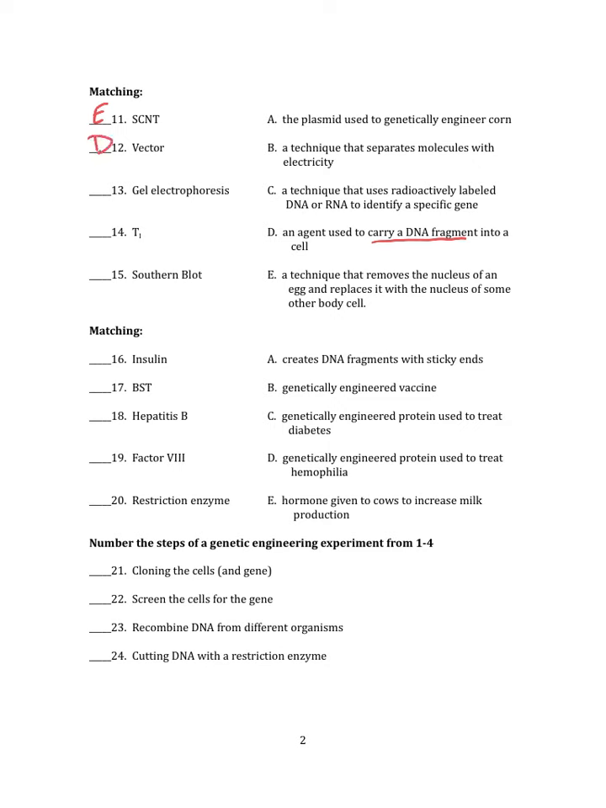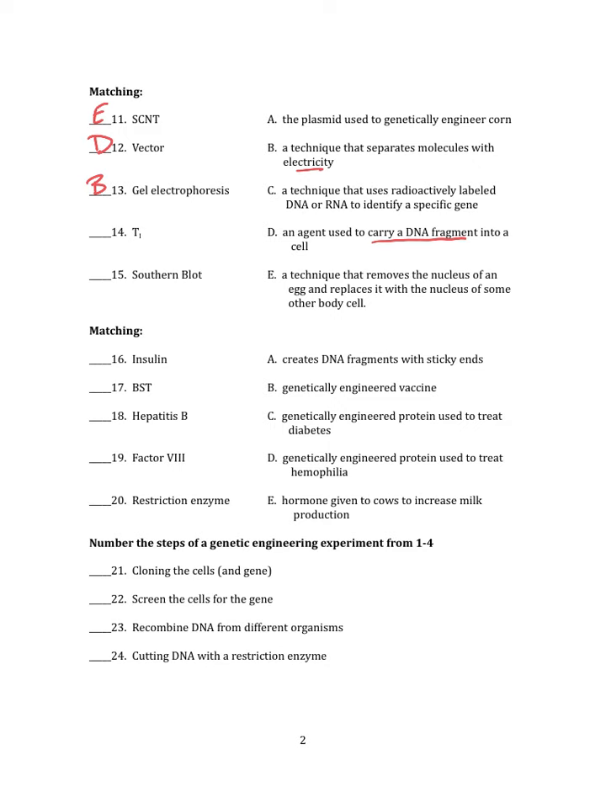Number 13 is gel electrophoresis. So this is a technique that separates molecules by using electricity. So electricity is used to run a current through a gel, and that gel sorts things by size while they're being carried by the electricity. And so you can separate fragments of DNA, for example, by size to generate a DNA fingerprint. So number 13 is B.